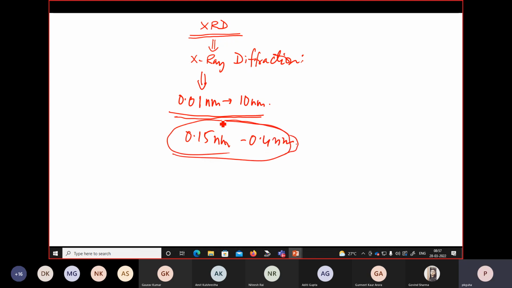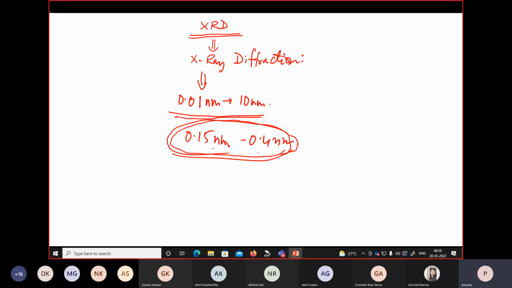If this interatomic distance is of a different value, we might use something else, because diffraction we can get from any wave, you see. But as we want to study crystalline planes, we have to take into consideration and use a particular wave which is of similar order.